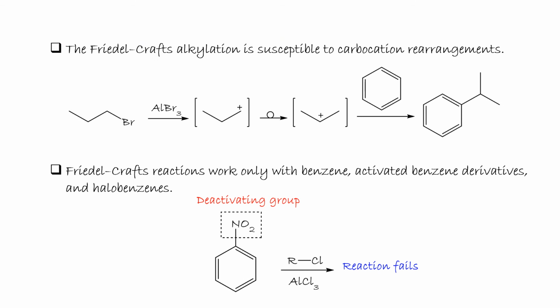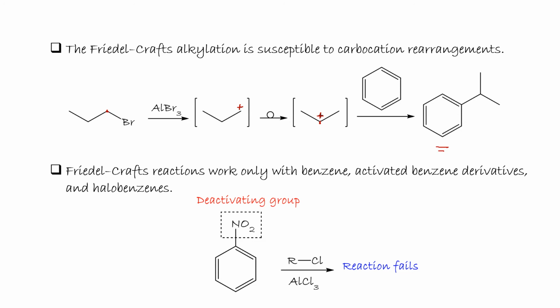Friedel-Crafts alkylation is susceptible to carbocation rearrangement. So starting with n-propyl bromide, you get the primary carbocation, then you get a hydride shift to get the secondary carbocation, and you end up with the rearranged product, isopropylbenzene, cumene.